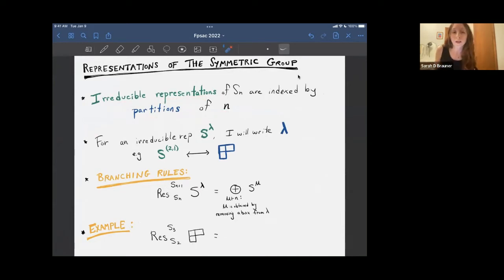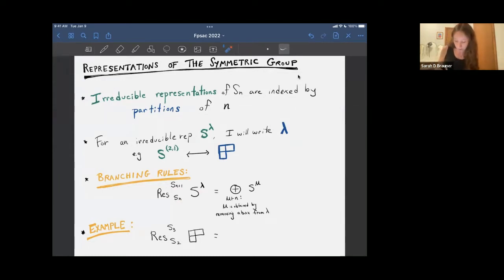And when I'm talking about an irreducible, I'm just going to write the Young diagram corresponding to that partition. And I'm going to use the fact that the symmetric group has really nice branching rules. So in particular, ways to restrict representations from Sn plus 1 to Sn. So the way it works is I take my partition, lambda, and I remove boxes in all possible ways so that I still get a partition.